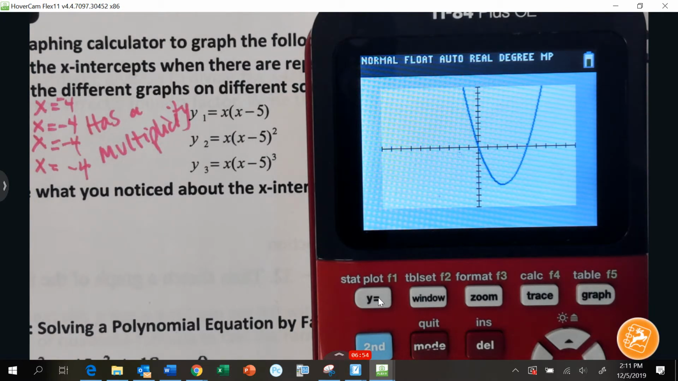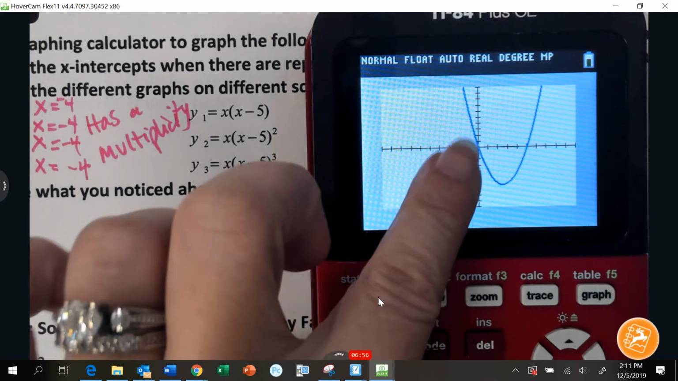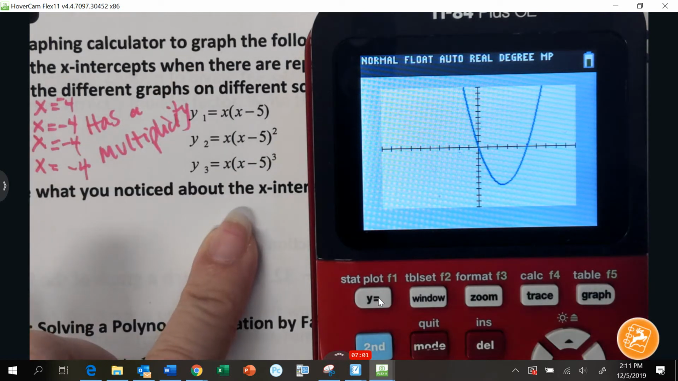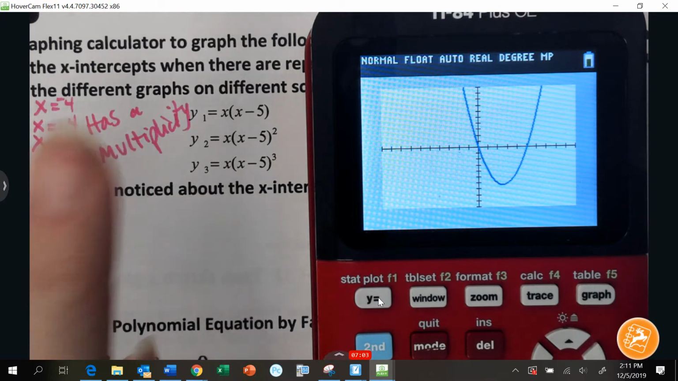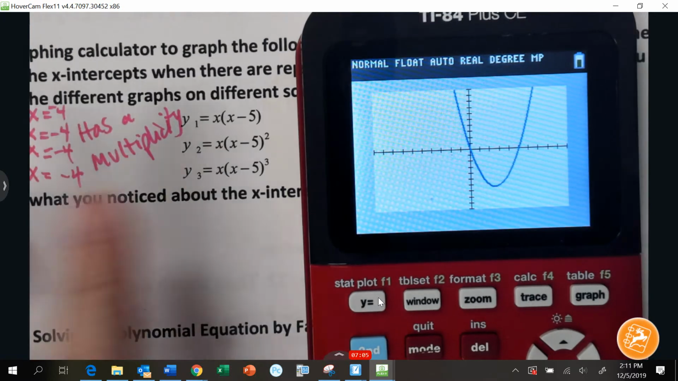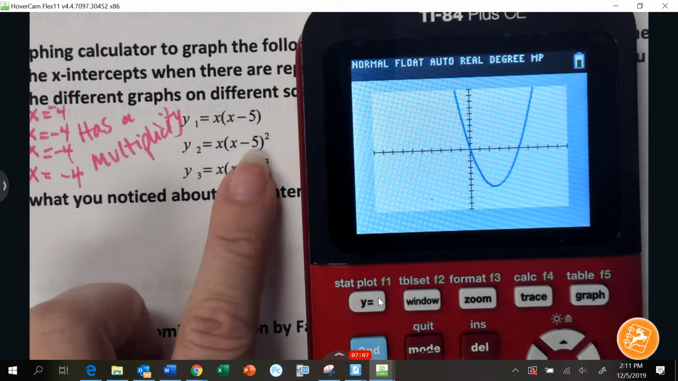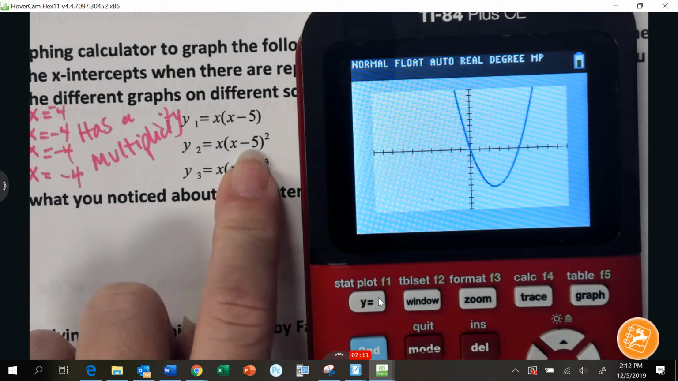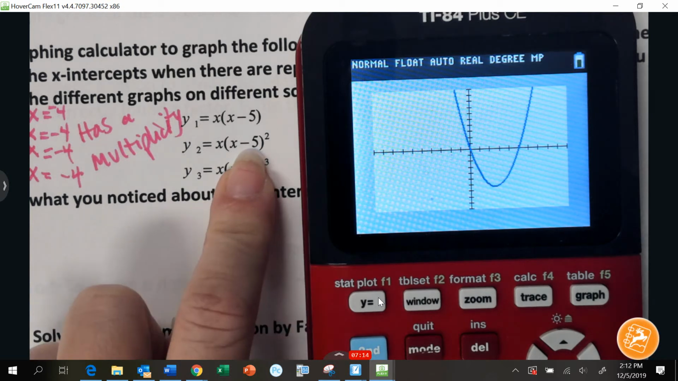And where are the x-intercepts? 0 and 5. So all of my x-intercepts will be at 0 and 5. Now, this was a little bit different than the other one because I have 2 x-intercepts. My next question, I'm going to change x minus 5 to be x minus 5 squared. Okay?